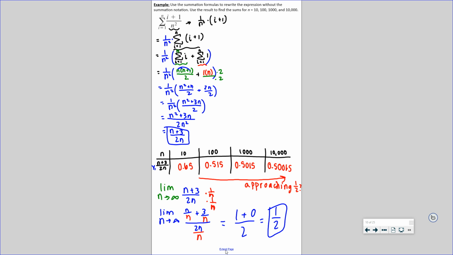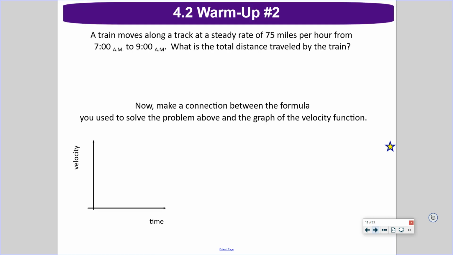All of this is going to connect summations to calculus in a second. We're going to use limits, and we're going to use the summation notation to add up area in calculus. All right, so here's our second warm-up.